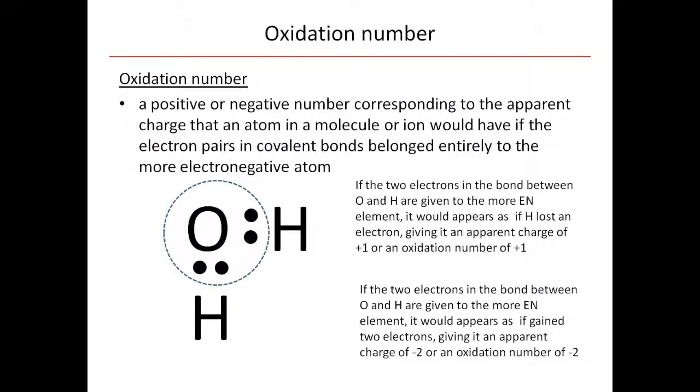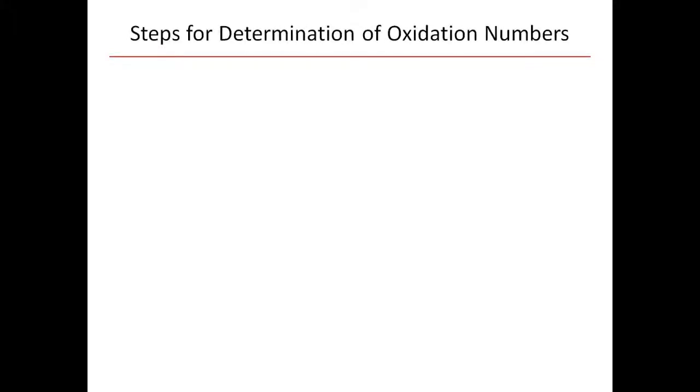Now, doing the Lewis structure and then assigning electrons to the more electronegative atom in a bond and doing a bunch of counting can be confusing. And so we need an easy way to assign electrons to atoms that are part of molecules or ions. As a result, we have a series of steps or rules for determining the oxidation number of entities.